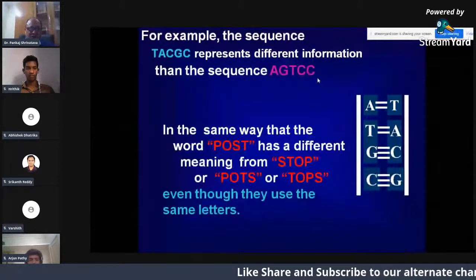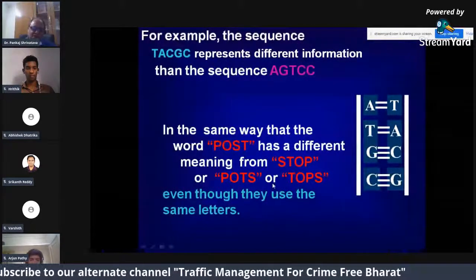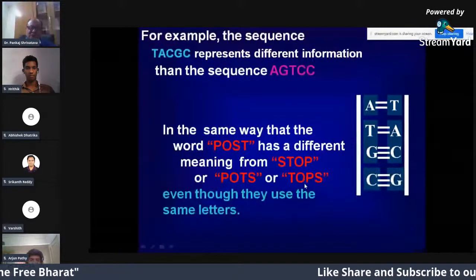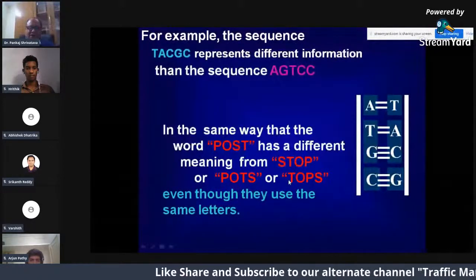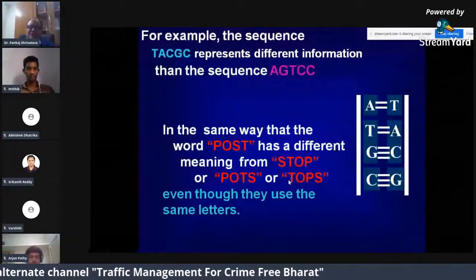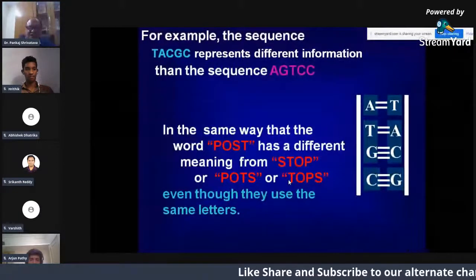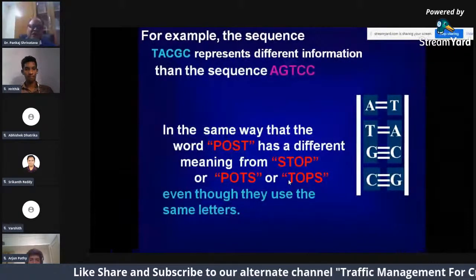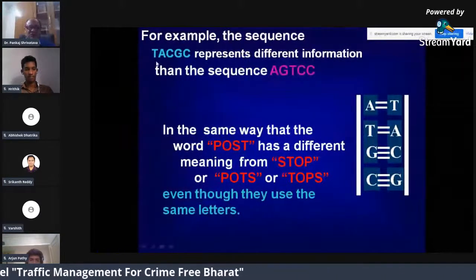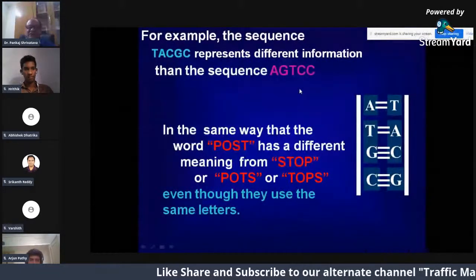Now if you want to see a general example, it's a very good example which I have created here: you see these words: post, stop, pots and tops. These four words all have rearrangement of letters, and if you try to find the meaning, it is entirely different. So this rearrangement of letters defines the individuality. Just as here there is a rearrangement of letters which gives you altogether different meanings, the DNA sequence is the same way. So if the sequence changes, there will be variation, and this variation will be unique within individuals.